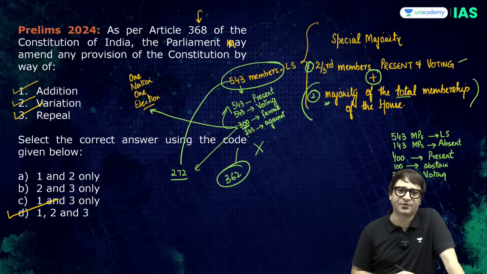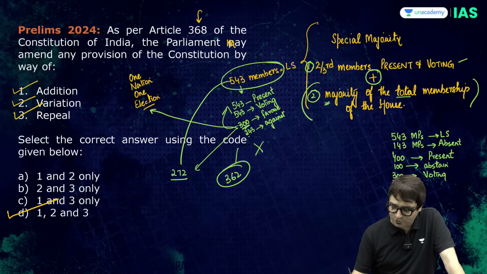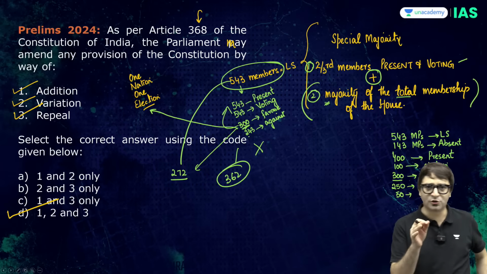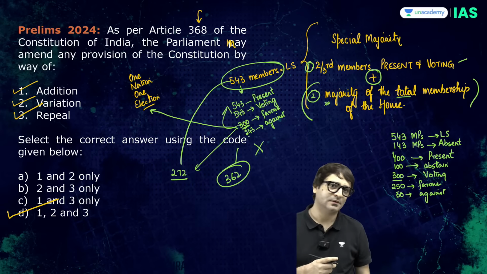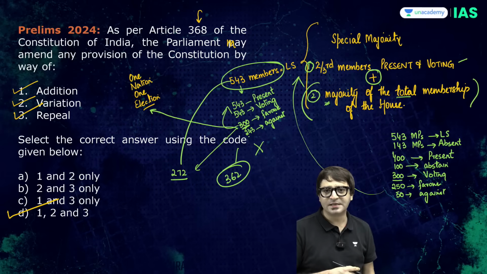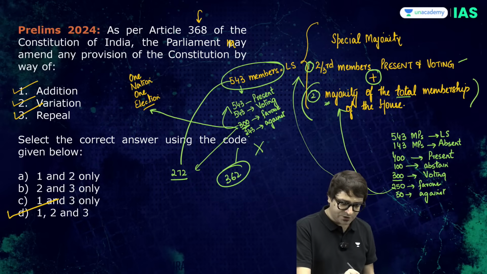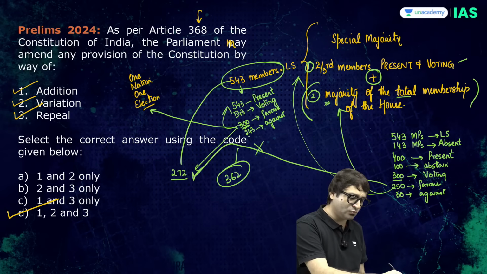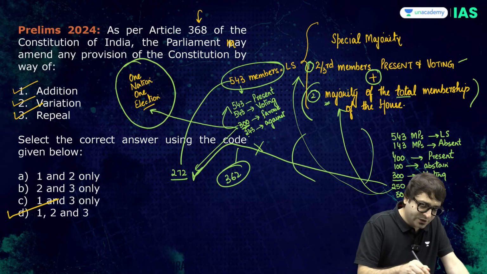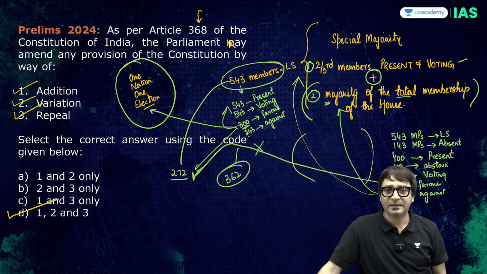So now there are 300 MPs who are voting. Out of 300, 250 are in favor and 50 are against. Will this constitutional amendment bill be passed? Is 250 more than 2/3 of the members present and voting? Absolutely yes. Should have been 201 plus. But is this 250 majority of the total membership of the House? No, it should have been 272. That means this bill will be defeated. That is why this bill, if it is introduced in the Parliament, one nation, one election, without opposition support, this bill will not be passed in the Lok Sabha.